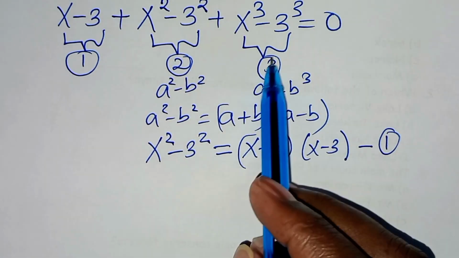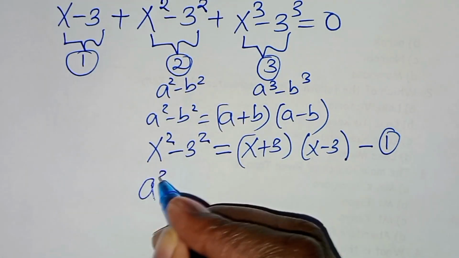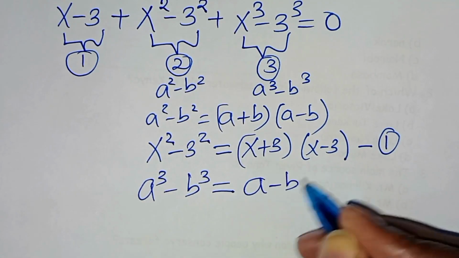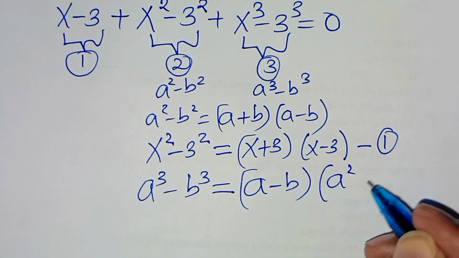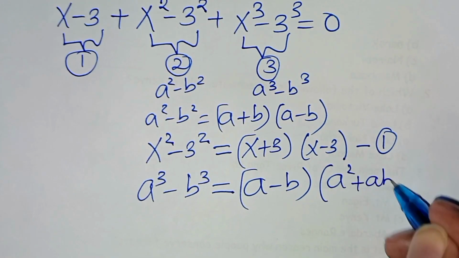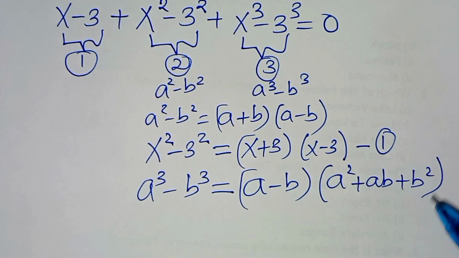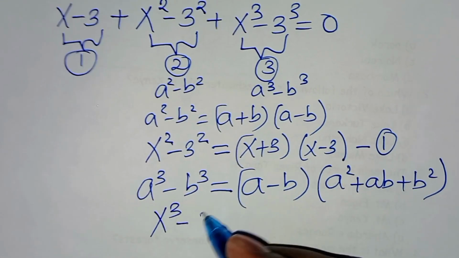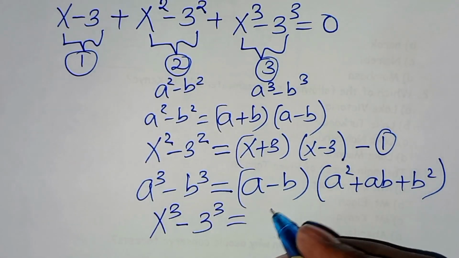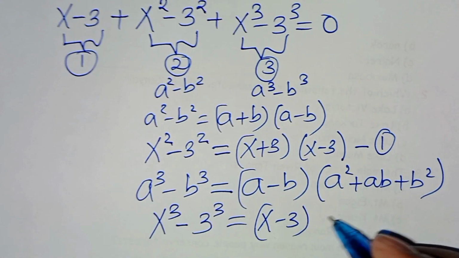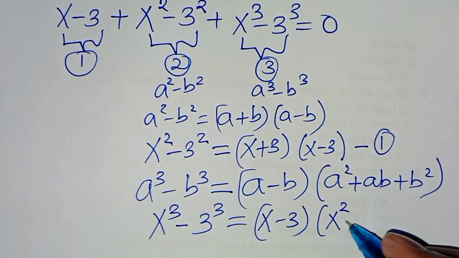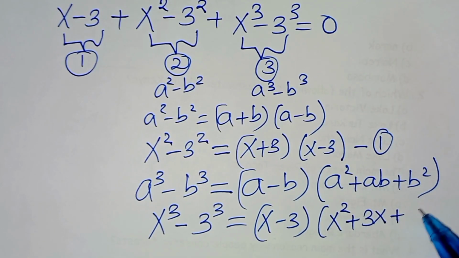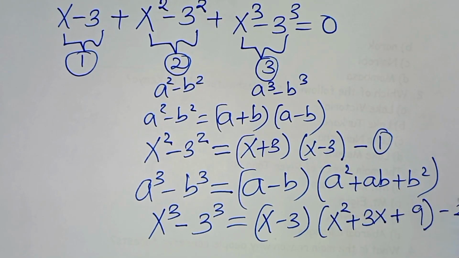Now we have the difference of 2 cubes expressed as a cubed minus b cubed, which we can express as a minus b times a squared plus ab plus b squared. So that now we have x to power 3 subtract 3 to power 3, which we can express as x minus 3 times x squared plus 3x plus 3 squared, which is 9. Let's call this equation 2.